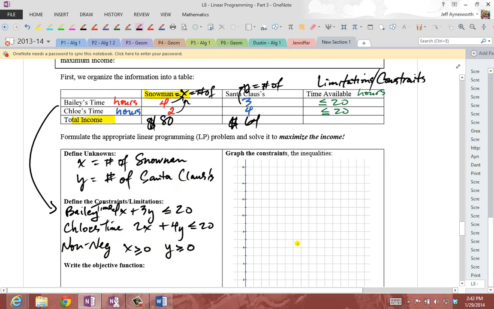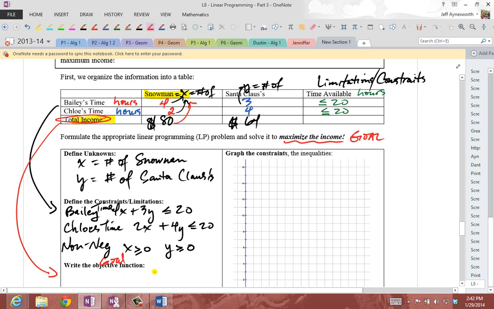And then, of course, you got to write your objective function based upon your income. You're trying to maximize the income. This is your goal or your objective. So I need to take my income that I'm making and write an objective or goal function. All right, so we know that there's $80 per snowman. So for 1 snowman, we make 80. For 2, it's 2 times 80 or 160. For 3, it's 3 times 80 or 240. But in general, it's 80 times the number of snowmen.